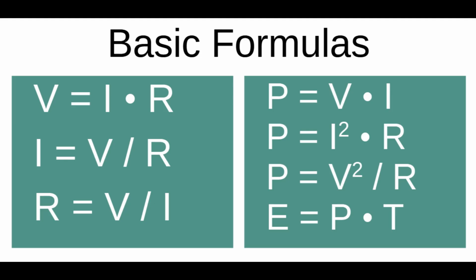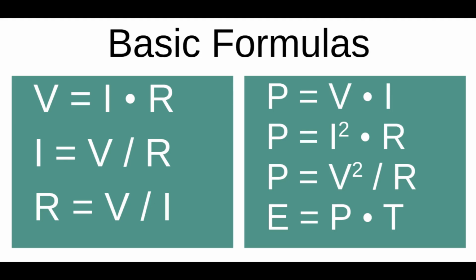Voltage is current times resistance. This is Ohm's law: V equals I times R. Power is voltage times current, and energy is power multiplied by time. So current is voltage divided by resistance. I equals V divided by R.